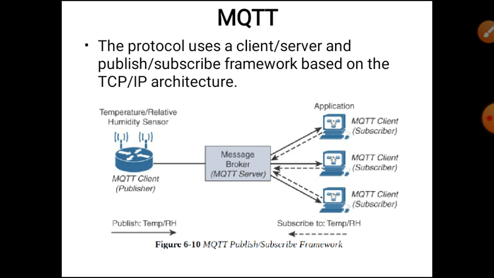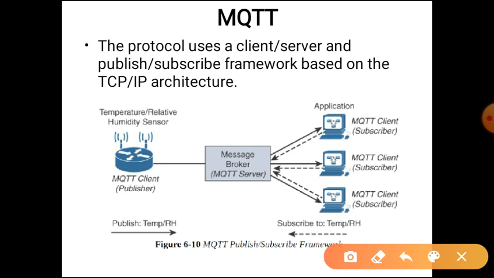subscribed to this message. For example, in this diagram, if you see here, we have a temperature sensor as well as a relative humidity sensor. We call this a publisher. It sends this data, that is a message containing temperature and relative humidity, to the broker, and this broker routes this message to the client that has requested, that has subscribed to this message.